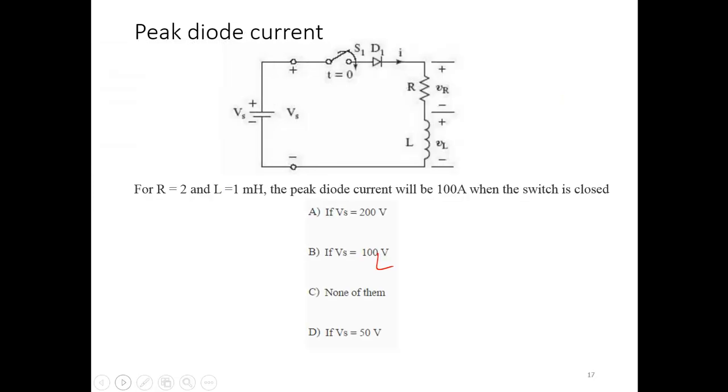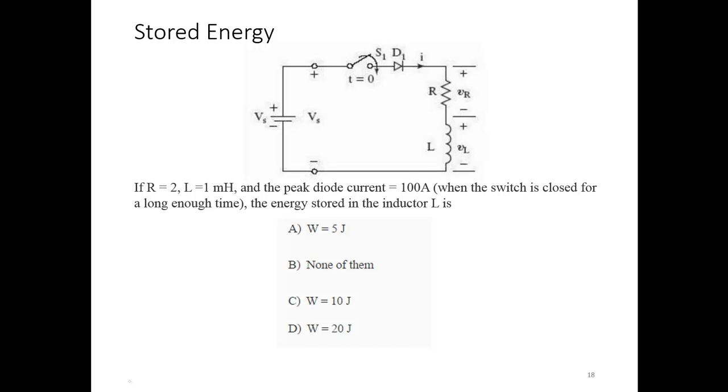If you have a diode circuit like this, an RL circuit, with R equal to 2 and L equal to 2 mH, the peak diode current will occur when the switch is closed, and it will be 100 amps. You can see that Vs by R should be equal to 100, and since R equals 2, you can find out how much Vs will be. Okay, it's a simple answer. Now, how much energy is stored?